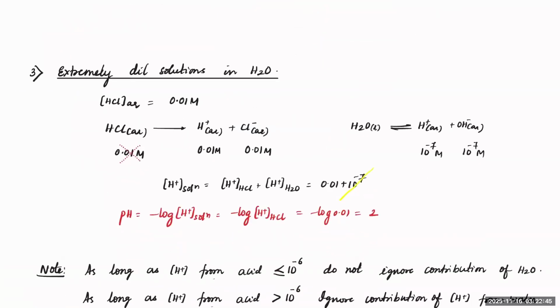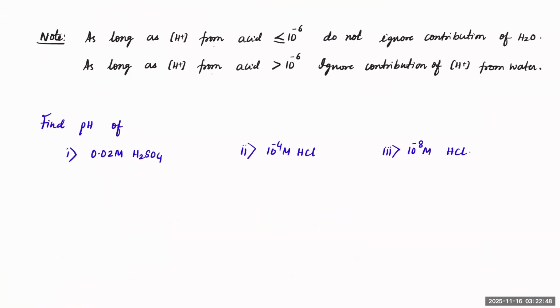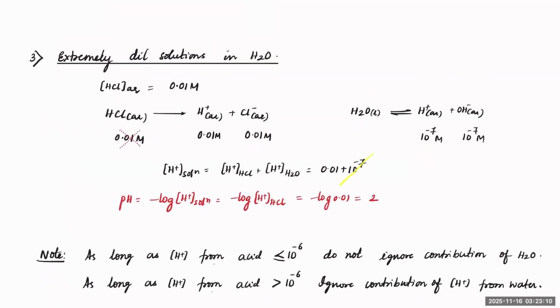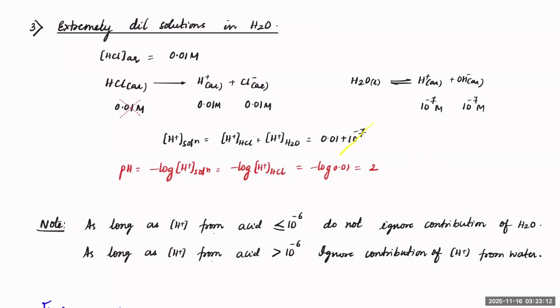Let's come to this point. As long as the H plus ion concentration is less than or equal to 10 raised to power of minus 6, do not ignore the contribution from water. That is the first point. If it is greater than 10 raised to power of minus 6, ignore the contribution coming from H plus from water. Okay, clear? This is what we need to do.